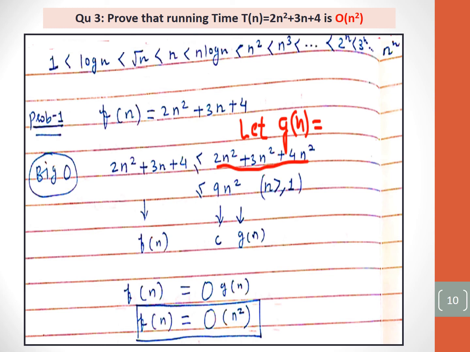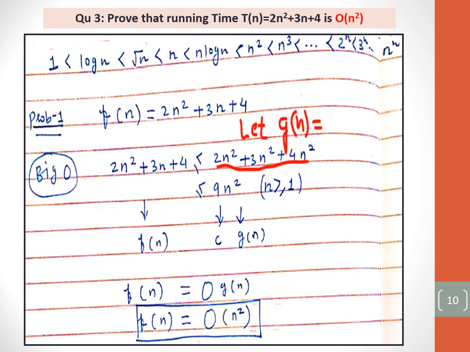Now let g(n), you can choose the value. Because it is 2n², on the right-hand side you can take 3n² plus 4n². With this kind of analysis, I want to try the minimal value that will satisfy this equation, and then all the greater values will definitely satisfy it. So it will become 2n² + 3n² + 4n², a total of 9n².